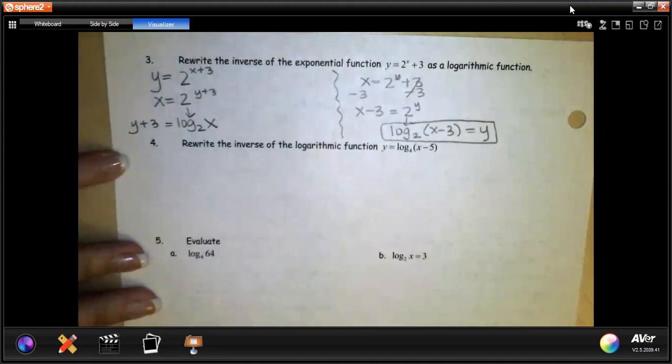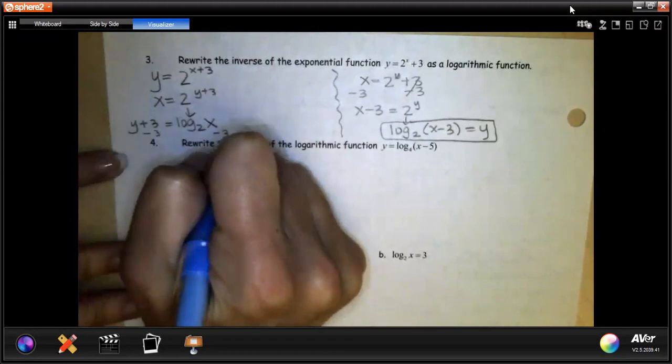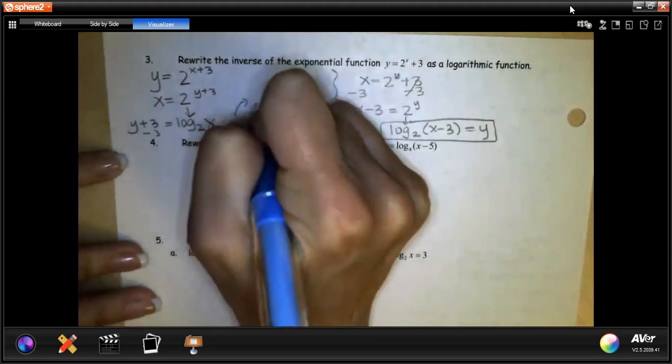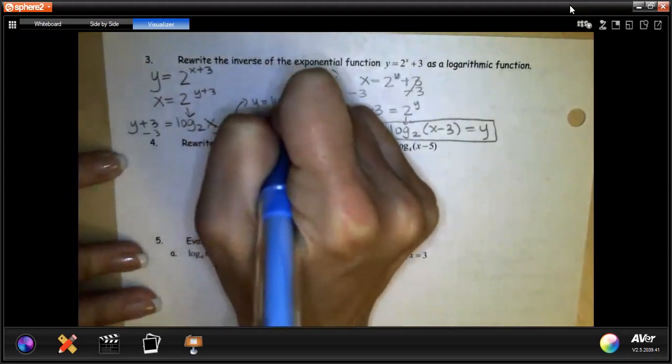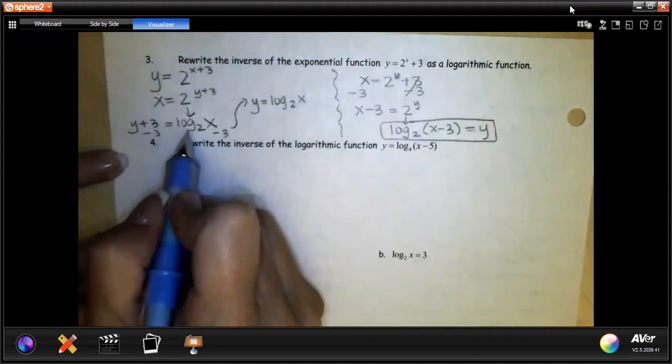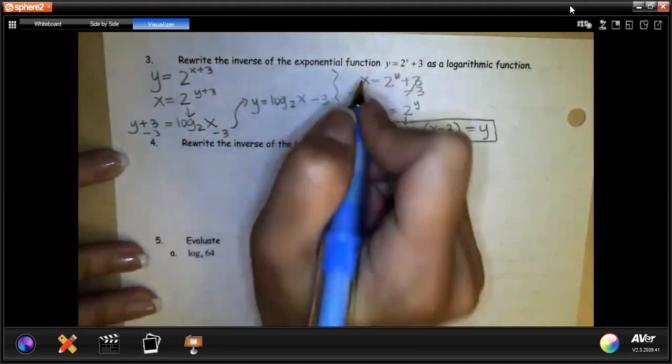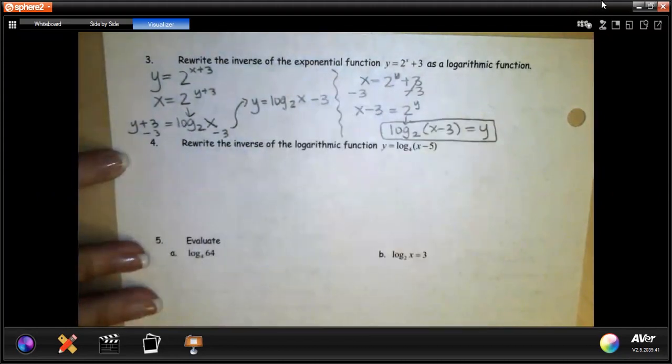Now is when you would subtract that 3 to get it to the other side, so we could leave the y by itself. And here's the tricky part. This x is already in the argument. This is all one term. So we are subtracting 3 from that at the end there.